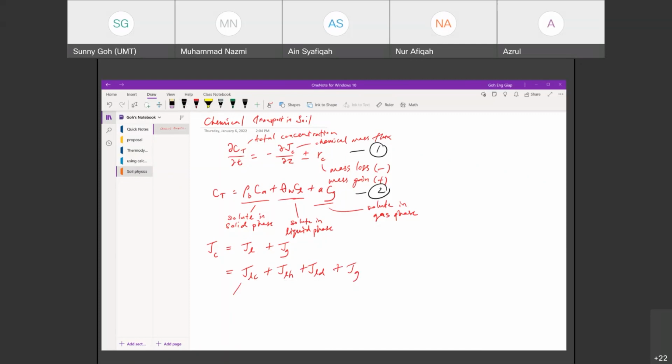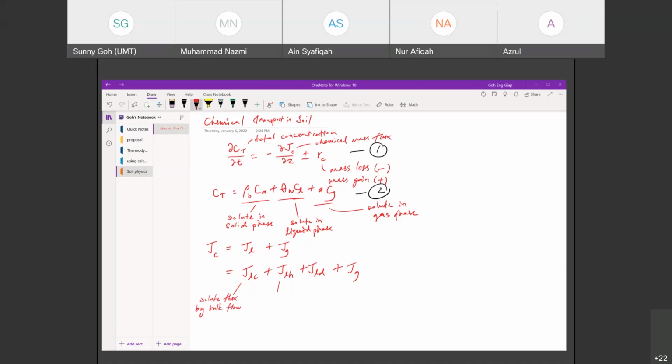Now, JLC is solute transport. Or we call it solute flux, okay? Better description is solute flux in liquid phase. And liquid flux, actually the most accurate term to describe this is solute flux by bulk flow. Okay.